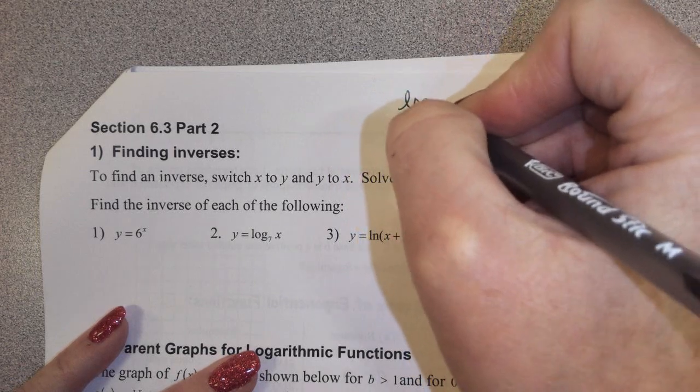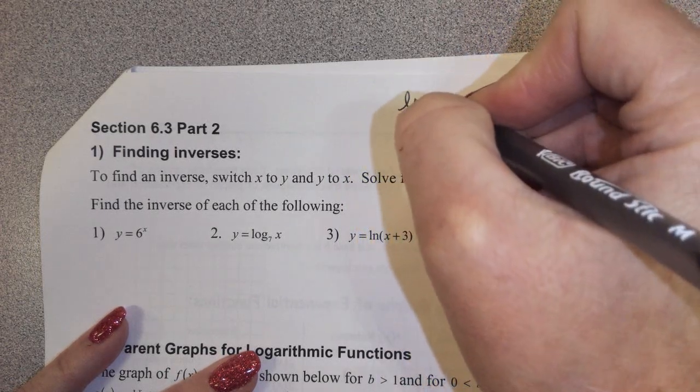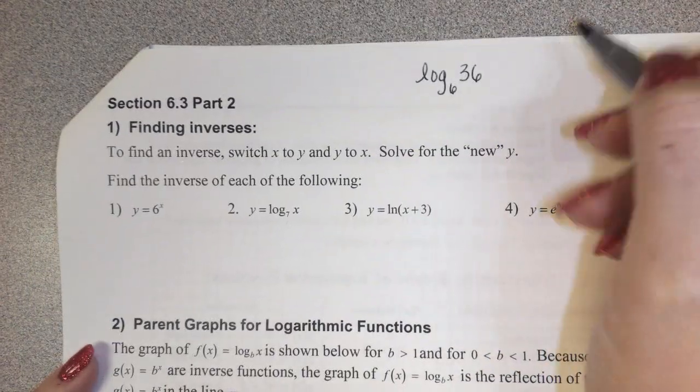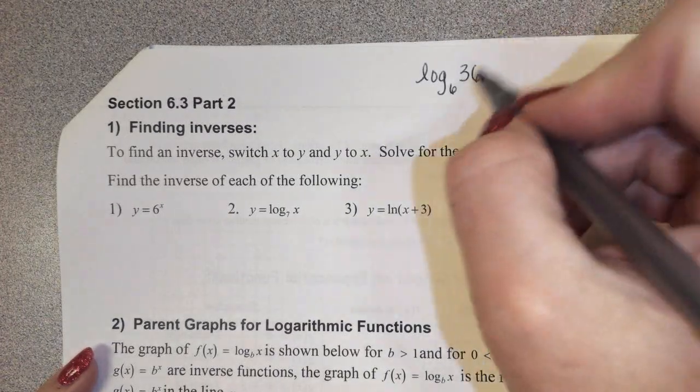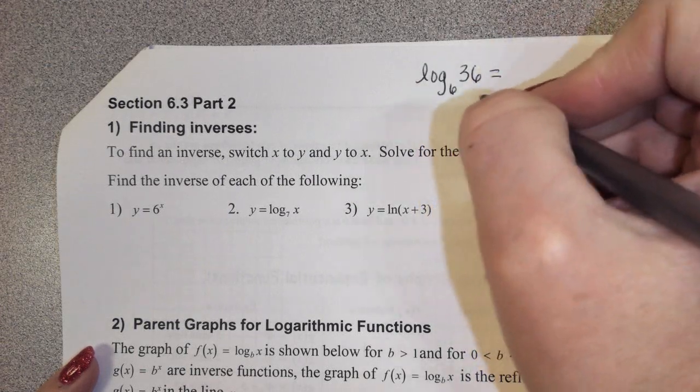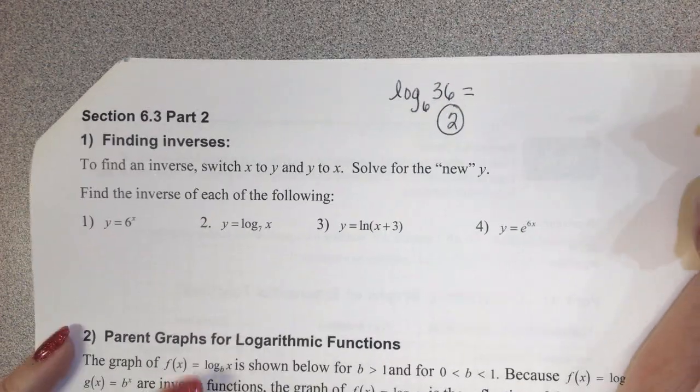If I gave you log base 6 of 36, what would that answer be? What you have to think of is 6 to the what is 36, and that's going to be 2, so you should have gotten 2.